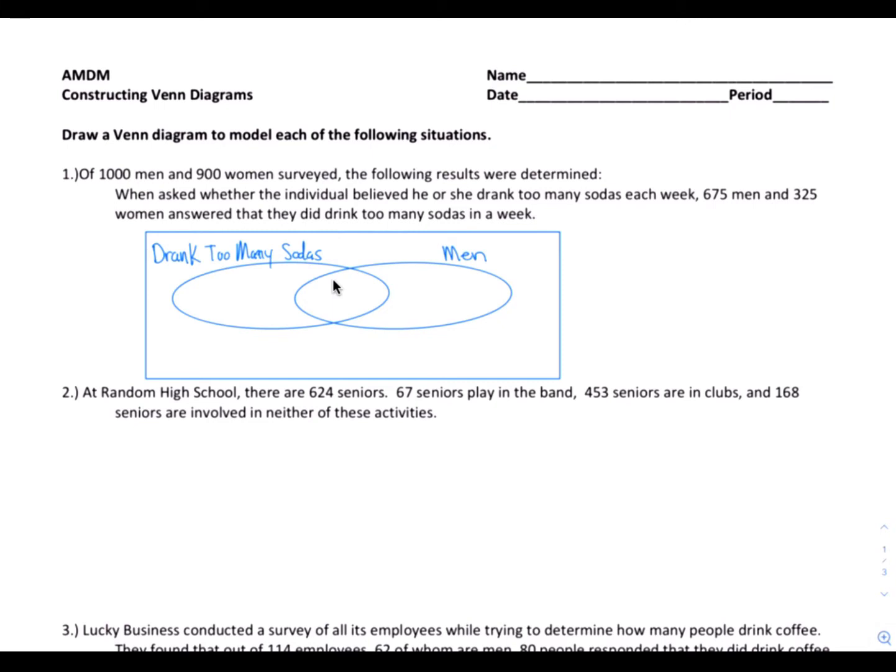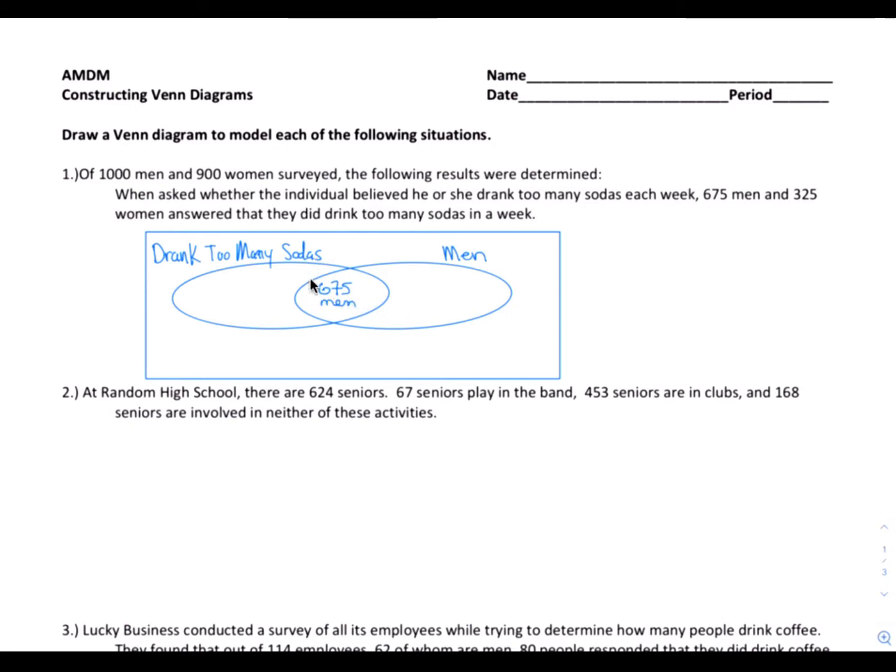A better way to set up the categories would be to have the circle on the left be those who drank too many sodas, and the circle on the right could be either men or women. It really doesn't matter, but let's just use men for this example. It says that 675 men drank too many sodas, so 675 goes here in the middle. That represents the number of men who drank too many sodas.